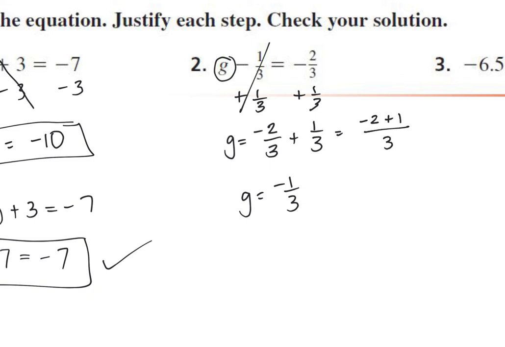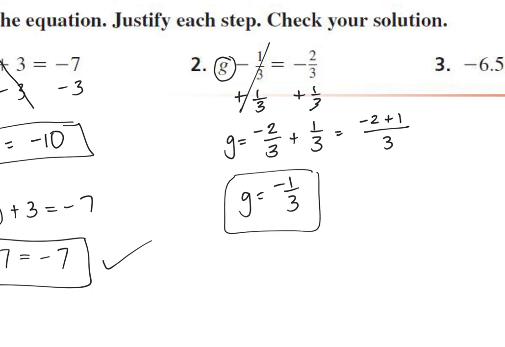So this is technically just negative 2 plus 1 over 3. Whenever you have a common denominator, you can add the numerators or subtract the numerators depending on the operation, okay? And then negative 2 plus 1, they're different signs, so we're subtracting them. 2 minus 1 is going to give us 1, and we know it's negative because the 2 was the bigger number. So G equals negative 1/3.